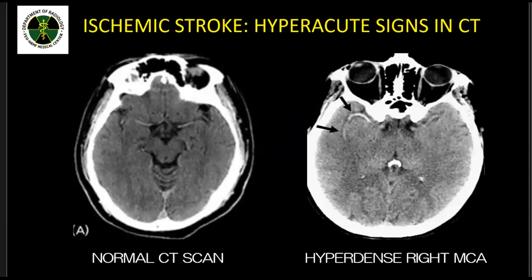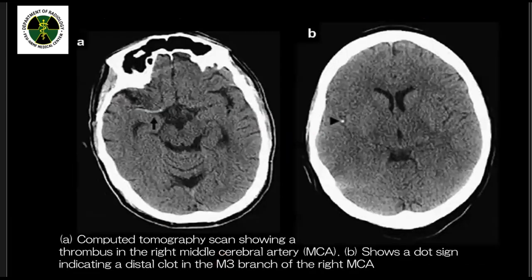So for ischemic stroke, hyperacute signs, the normal CT scan versus the hyperdense right MCA. Here's an image of a CT scan showing a thrombus in the right middle cerebral artery. And for B, it shows a dot sign indicating that a distal clot in the M3 branch of the right middle cerebral artery is seen.